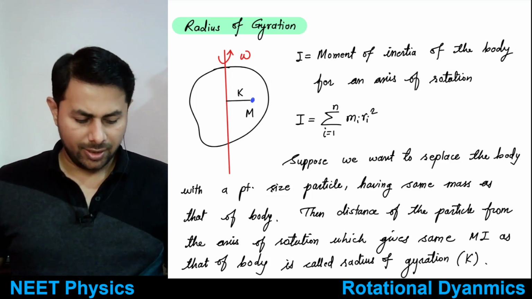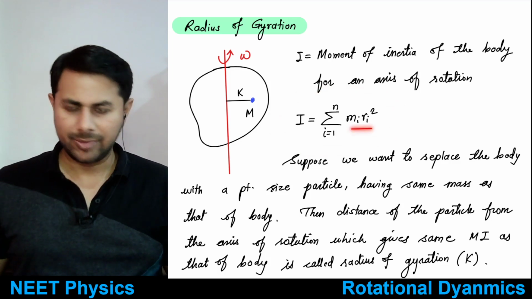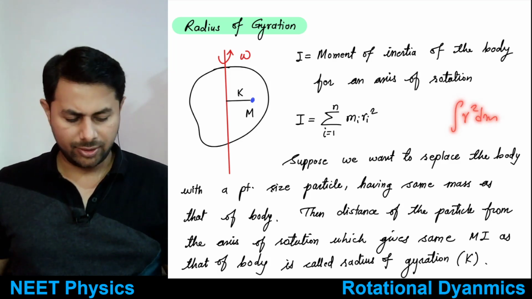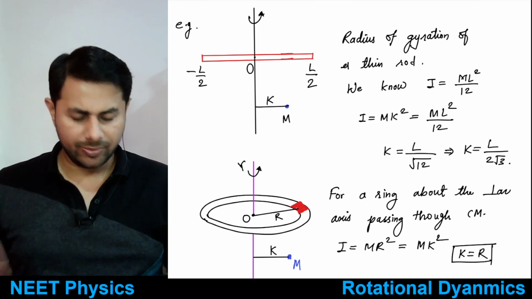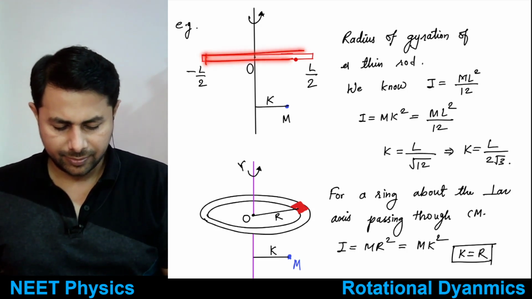Okay. Now you find the moment of inertia of the body using either this formula or using the integral of r square dm, using this or that formula. Then how do we find the radius of gyration? So let's take an example.